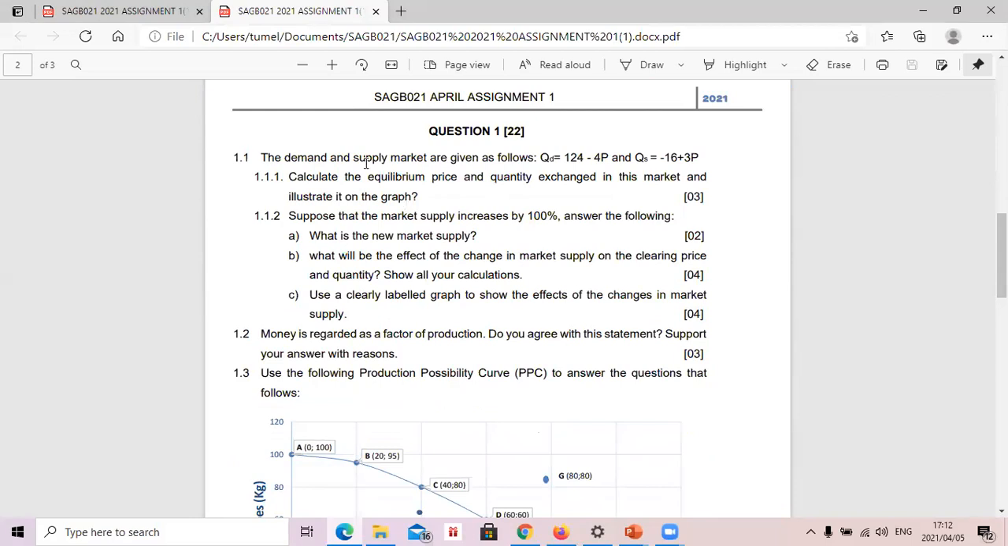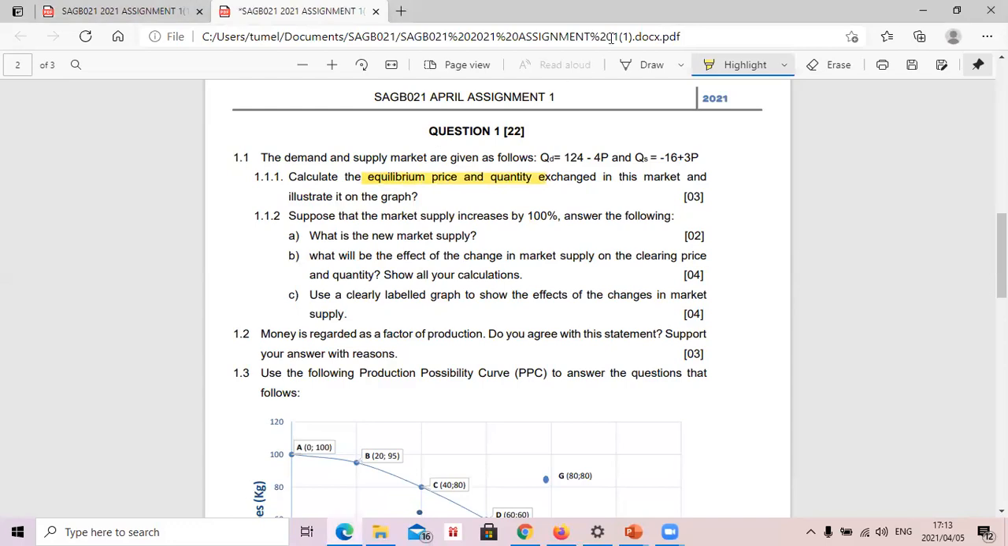1.1, the demand and supply curve are given as follows. Calculate the price and the quantity exchanged in this market and illustrate it on the graph. You are told that you are supposed to calculate the equilibrium price and quantity exchanged.